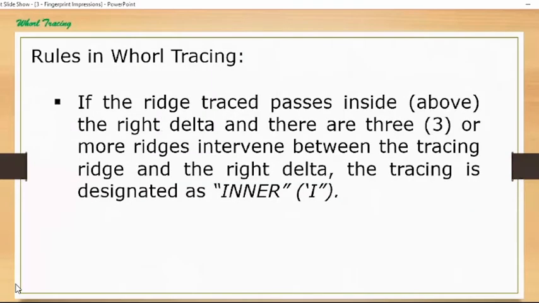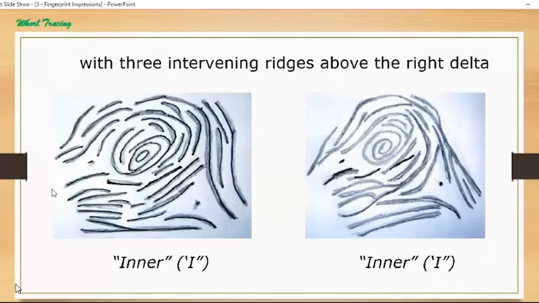Yan. Rules. If the ridge trace passes inside or above the right delta, and there are 3 or more ridges intervene between the tracing ridge and the right delta, the tracing is designated as inner. Ito yung delta niya. This is the first ridge below the delta. Ititrace mo yan. Pag naputol, bababa ka. Walang tracing na pataas. Unless otherwise, yung ridge niya ay pataas. Diba? Pag naputol, pupunta ka sa baba. Naputol, baba ka uli.